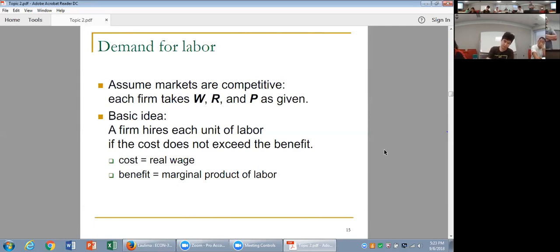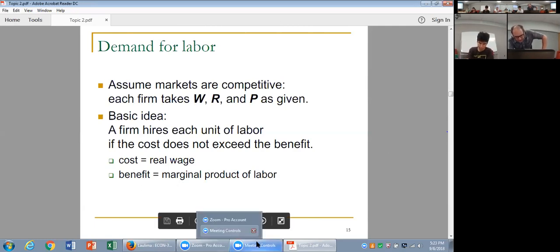Why don't I pause right here? Why don't we pause here and take a break till 5:30? It seems like as good a time as any to stop.